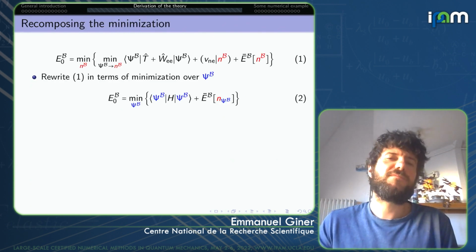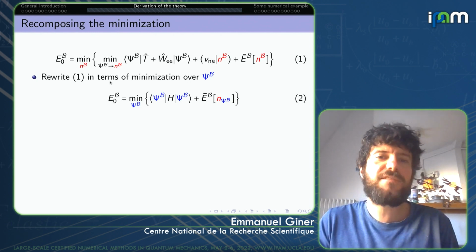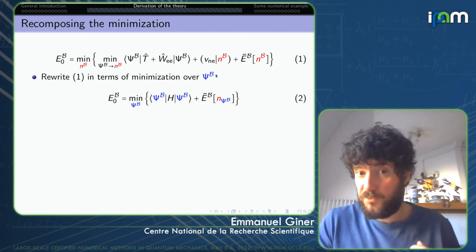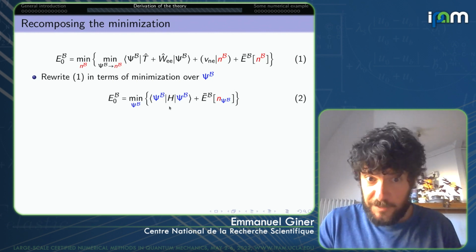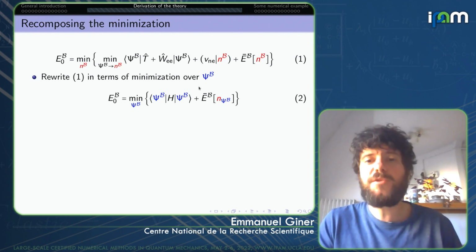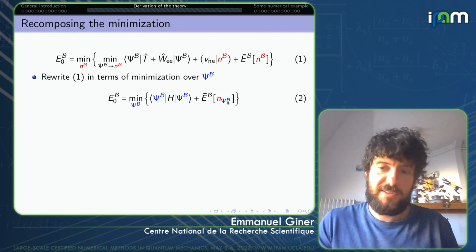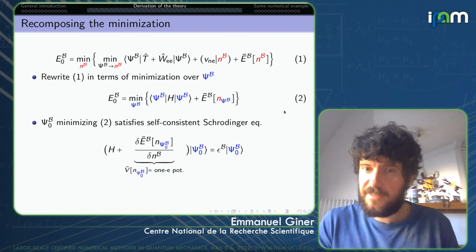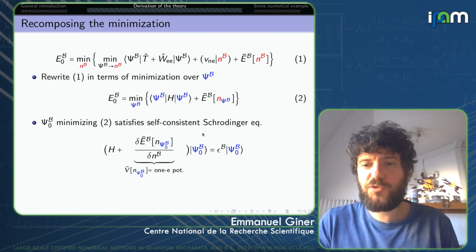So, that said, you can just rewrite everything in terms of a minimization over wave functions. Okay, so you just minimize the expectation value of the Hamiltonian over these wave functions in your basis set, and then you have the complementary density functional that is evaluated at the basis set. So the wave function that minimizes this equation satisfies a self-consistent Schrödinger-like equation.